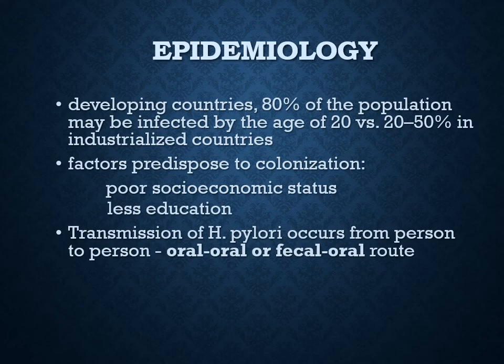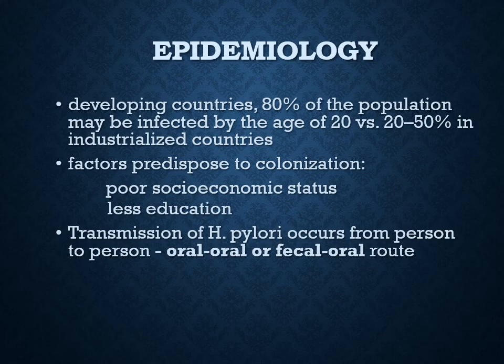It is seen in as much as 80% of the population in the developing countries, and they may be infected even by the age of 20. As compared to industrialized countries, they can have only up to 50%. The factors that predispose to H. pylori colonization are poor socioeconomic status and less education.